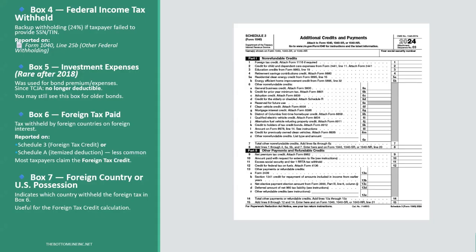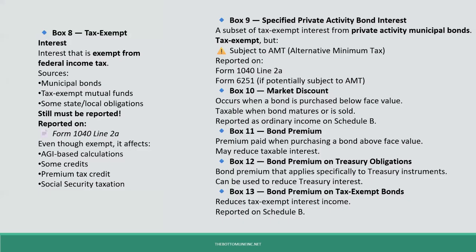Foreign tax paid is in box 6. When you pay a foreign tax, you can either deduct it as an itemized deduction on your Schedule A or take it as a tax credit. So we can do what we want with that. Box 7 tells us what country or U.S. possession that income was earned in.